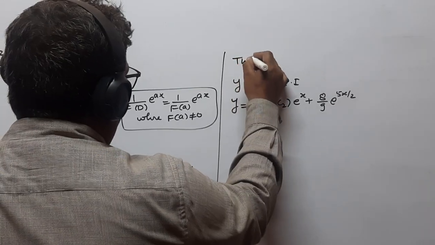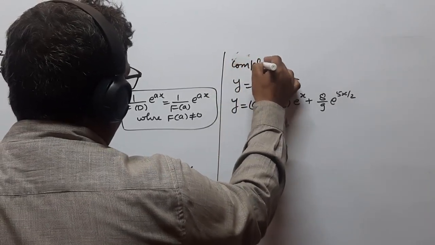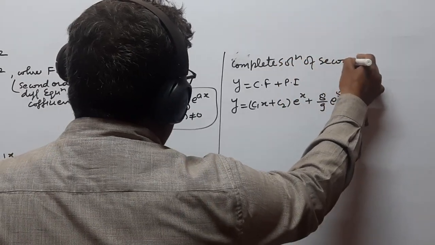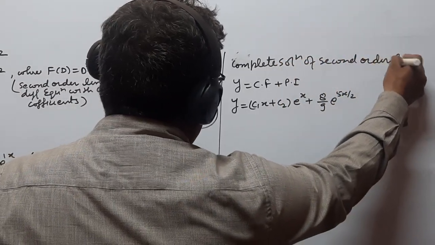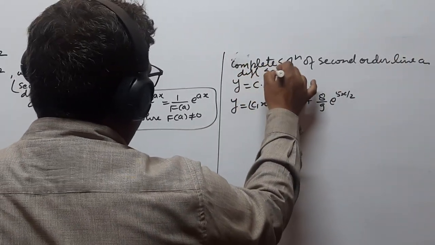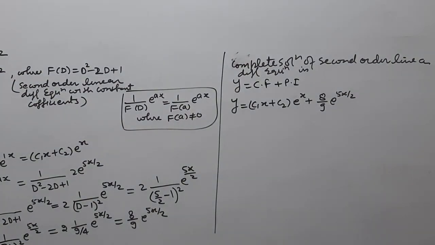This is the complete solution of the second order linear differential equation: y is equal to (c1 x plus c2) times e to the power x plus 8 by 9 times e to the power 5x by 2.